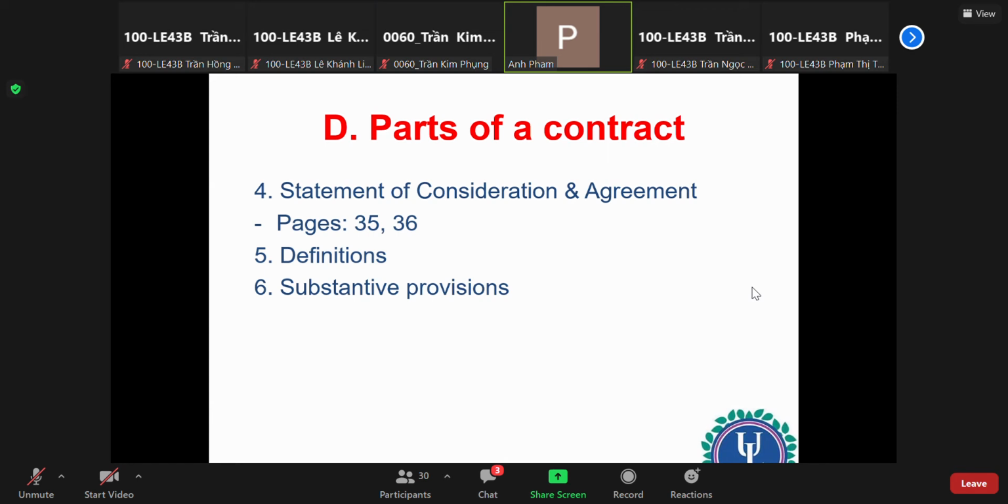A very simple way to draft a statement of consideration and agreement is to look at the last example: "Accordingly, the parties agree." And in my case, I usually say, "Now, therefore, the parties agree on entering into the contract with the terms and conditions as follows." That's all. Very simple.